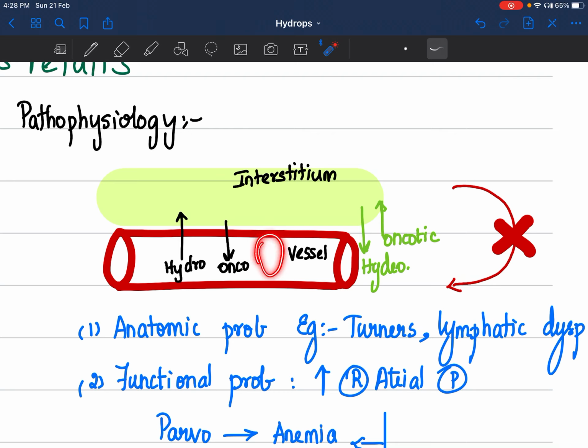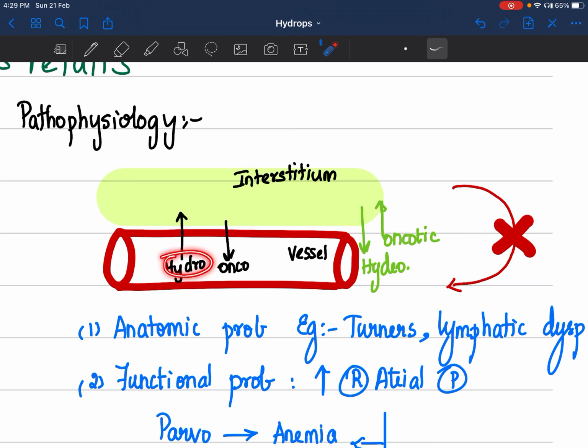So this is your blood vessel. This is your interstitium. What pushes things out is hydrostatic. What holds on to things is oncotic. Oncotic says "I want it." Whereas hydrostatic says "hydro go, hydro go." Alright, so hydro pushes things out.